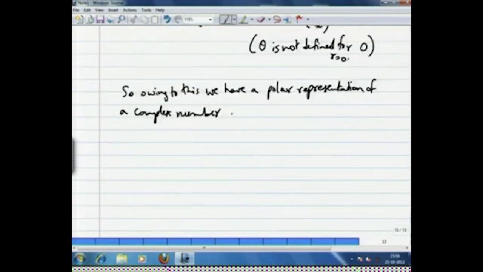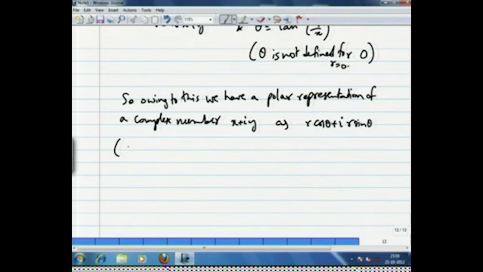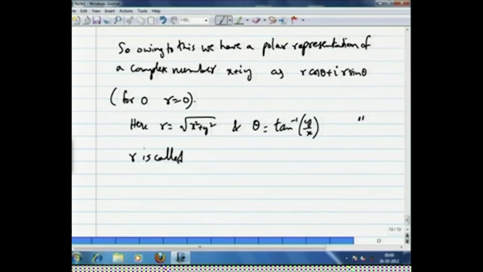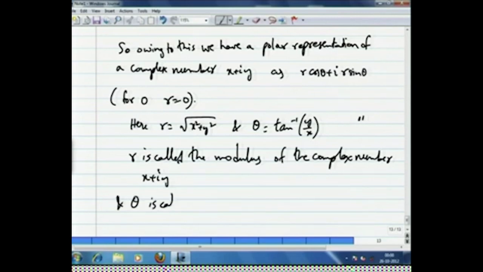Okay, write x plus i y as r cosine theta plus i times r sine theta. For 0, we make an exception, we just say r is 0. Here r is equal to the square root of x squared plus y squared, like above. This r is the modulus of the complex number x plus i y, and theta is called an argument of the complex number x plus i y.